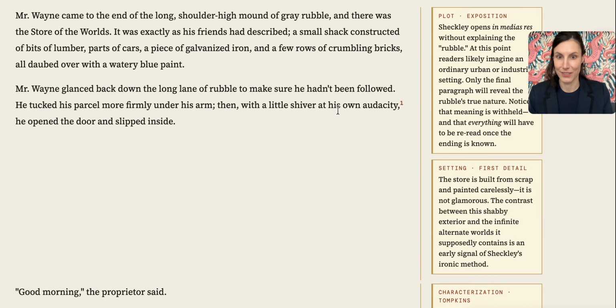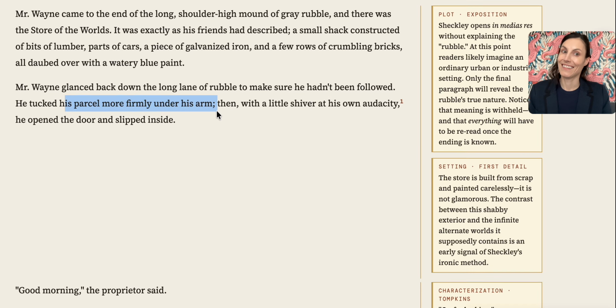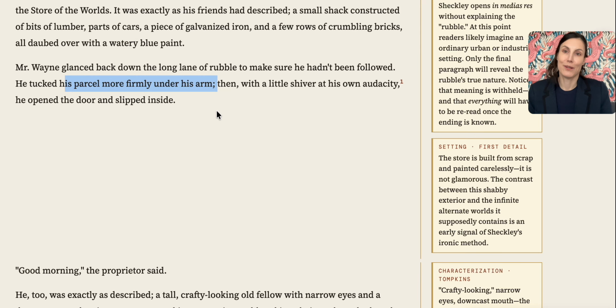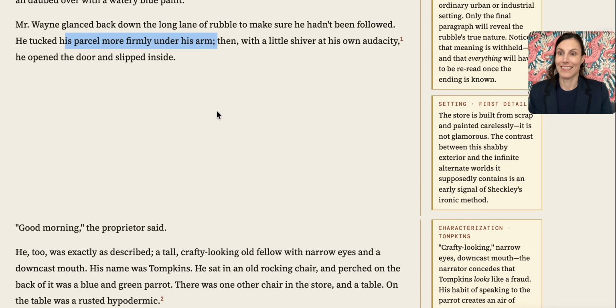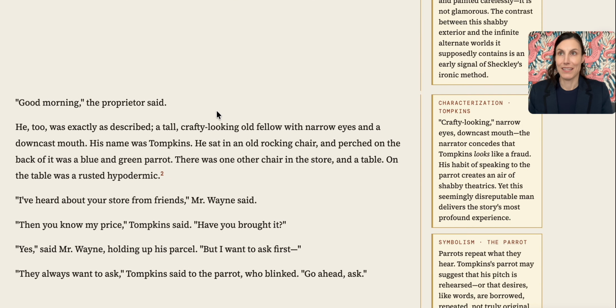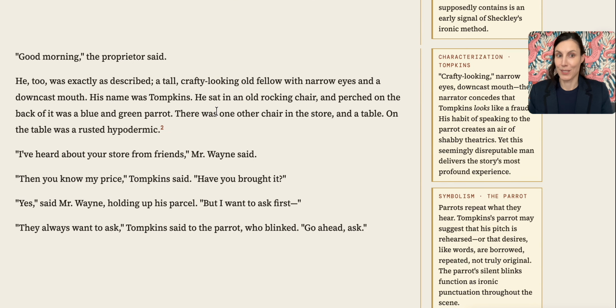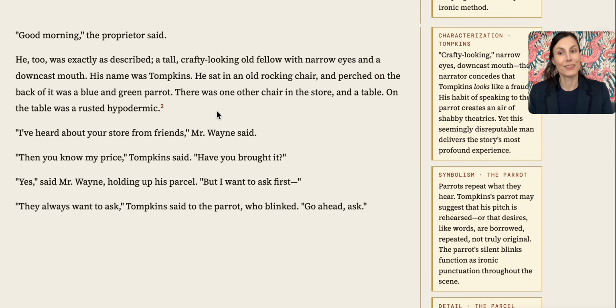One other one is Mr. Wayne's parcel. He has a parcel under his arm. We could say the parcel is a motif, or even a symbol. In the end, we find out that the parcel, which is just a big envelope you can put stuff in, did not have money. It just had goods, because this is a barter system where money doesn't matter because everything has been destroyed. So that also comes into play as foreshadowing, a symbol, or even a motif.